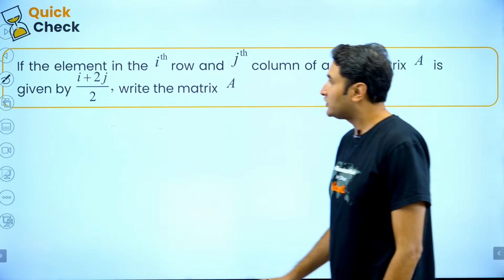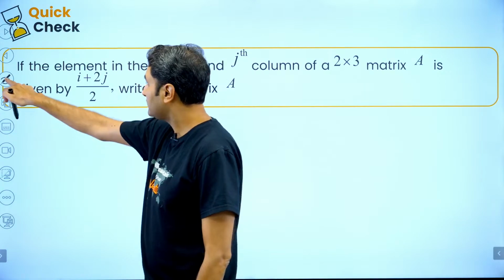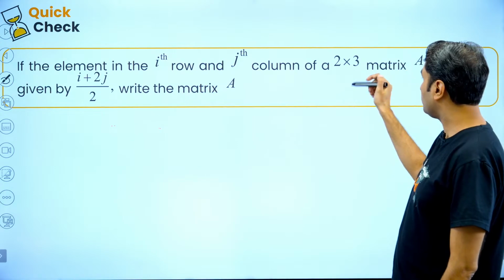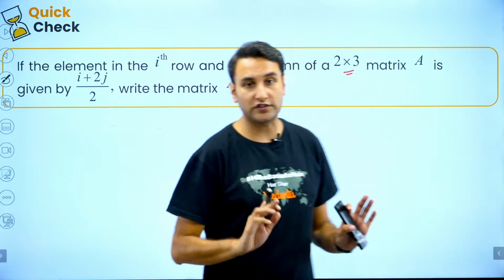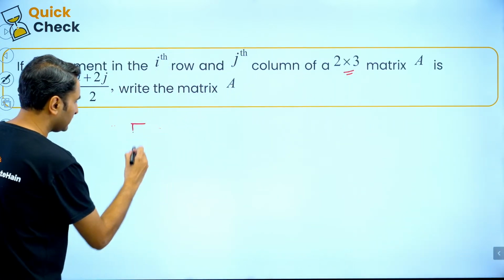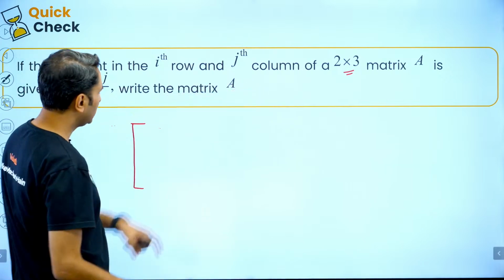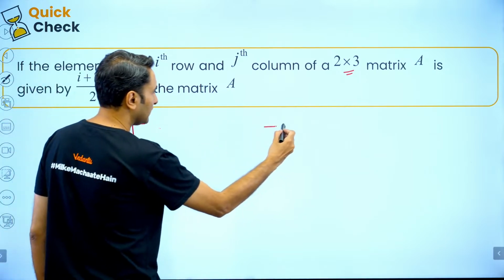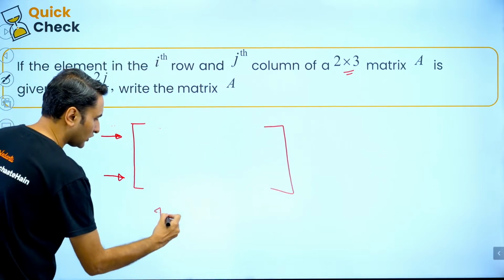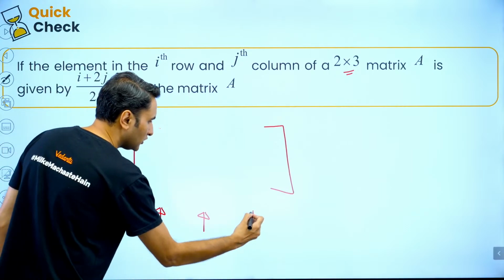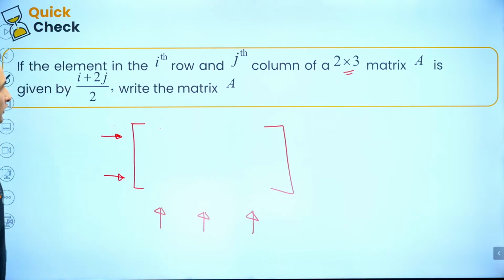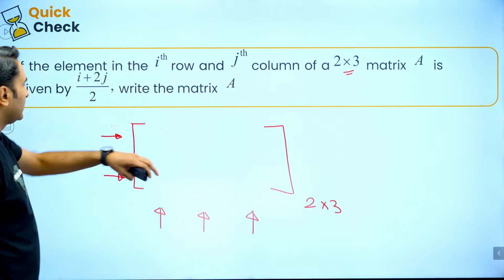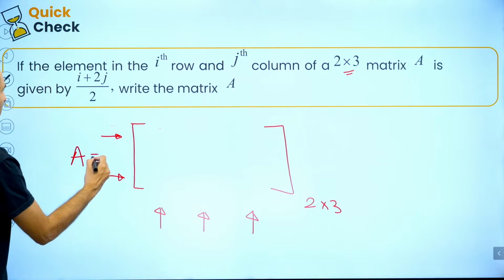It says, if the element in the ith row and the jth column of a 2 into 3 matrix, by the way, what is a 2 into 3 matrix? Let's first make it. It has how many rows? 2 rows. And how many columns will be there? So there will be 3 columns: column 1, column 2, column 3. A 2 by 3 matrix, right? Its name is A.